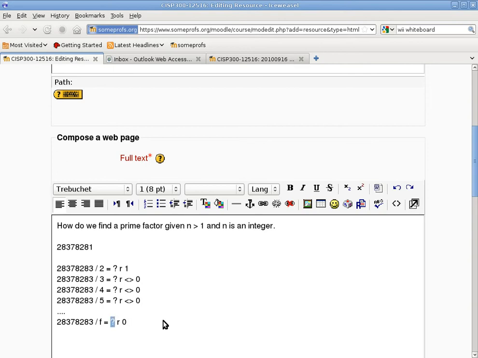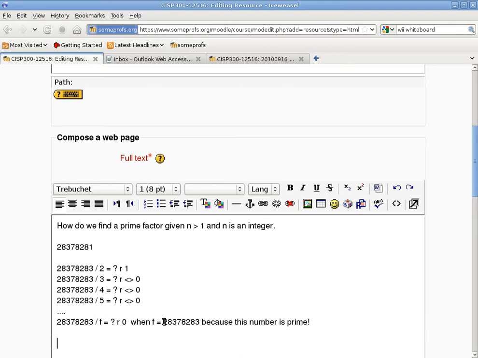So in this case, the number has to be itself when, in this case, f does equal 28378283. Okay, because this number is prime. Okay.